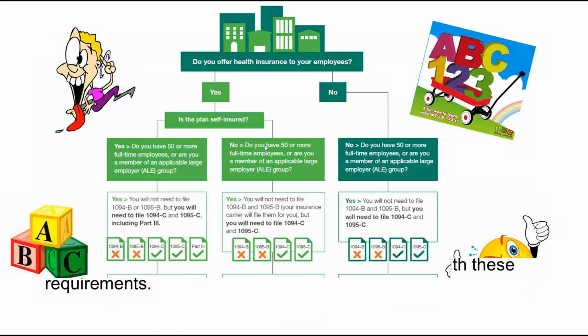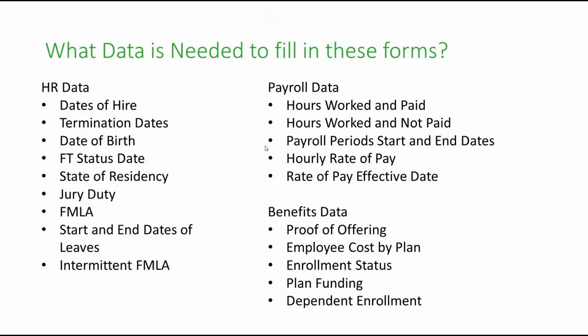Okay. So on the ACA form, if you are still with me and you want to find out more, we're going to get into the details of what data is needed to fill in these forms. This is just some of the information, okay? Some of this is going to come from the Sage HRMS module, if you have it. If you don't have that module, you will be required to fill in some of this information manually, okay?